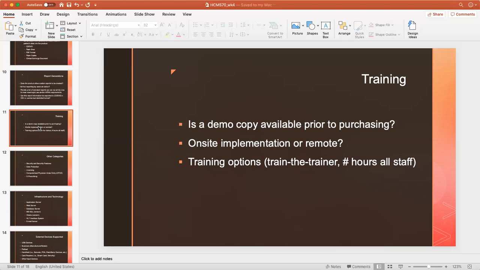Is the implementation on site, or are they going to do it remotely? They can do that now. But maybe we need human beings from the vendor in the building when this happens. I don't know. Can it be done remotely? I have attended both ways of implementations, but you need to find out what is included in the package, what costs extra, okay? And training options.